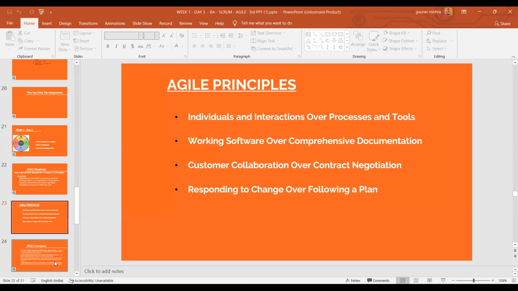So the next point, who will read and who will try to explain? Customer collaboration over contract negotiation. And what does it mean in general? What do you understand from it?